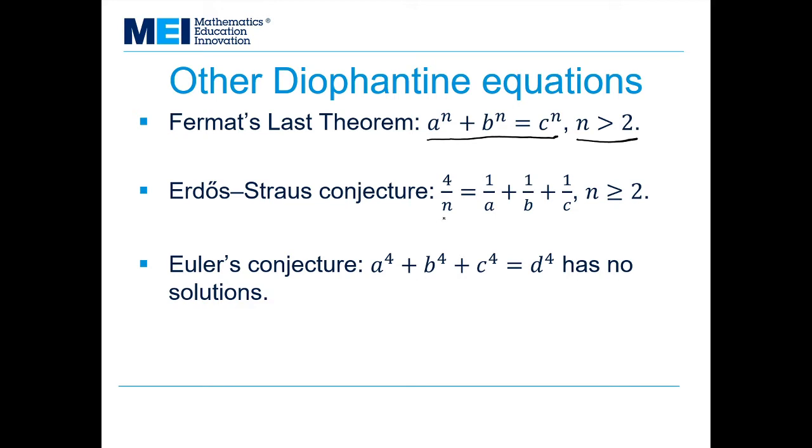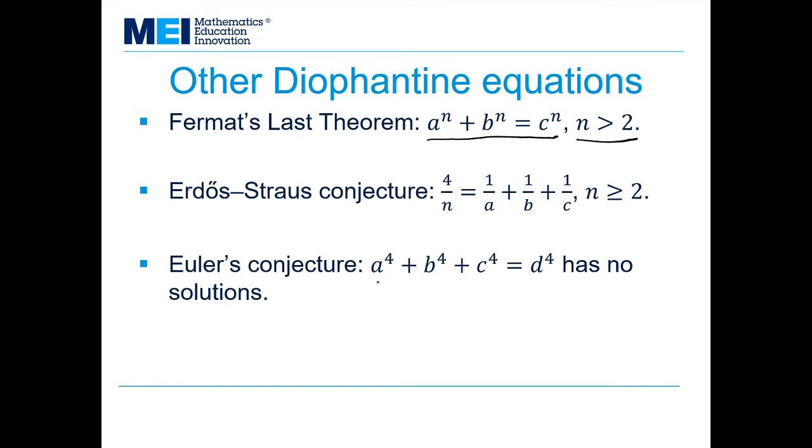Secondly, the Erdős-Strauss conjecture, which states that fractions of the form 4 over n can always be written as the sum of 3 unit fractions, 1 over a plus 1 over b plus 1 over c, for n greater than or equal to 2. Now, this is still an open conjecture. However, computers have verified that this is true for some very large values of n.